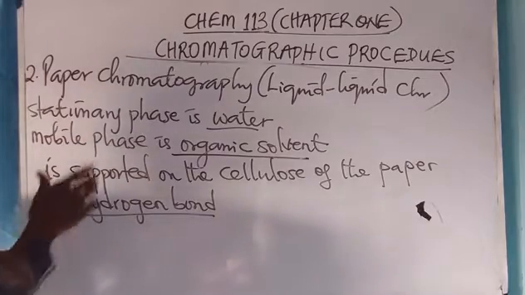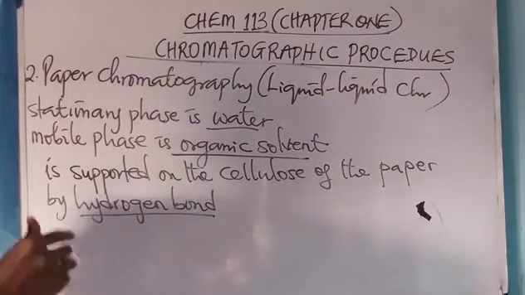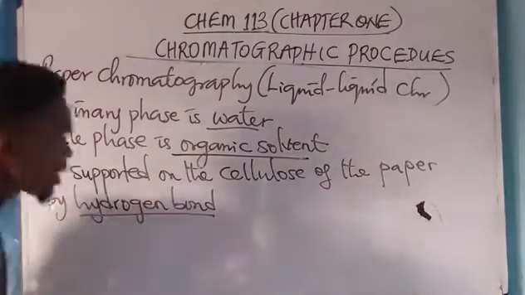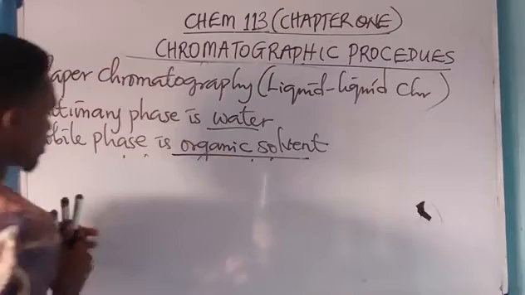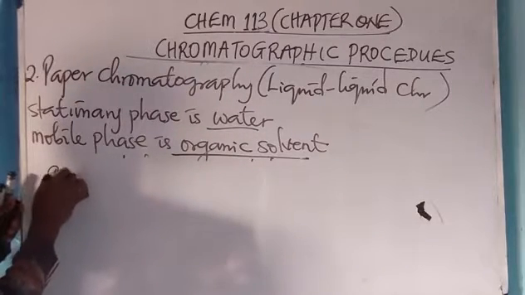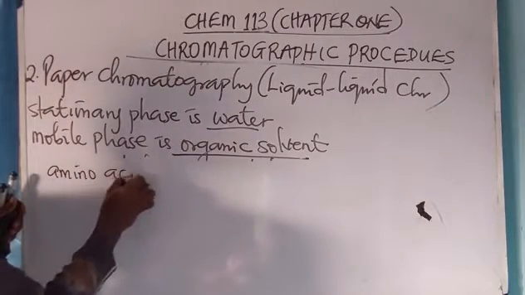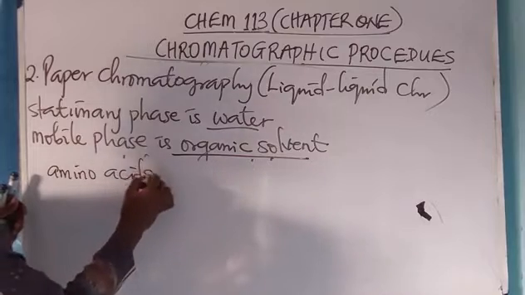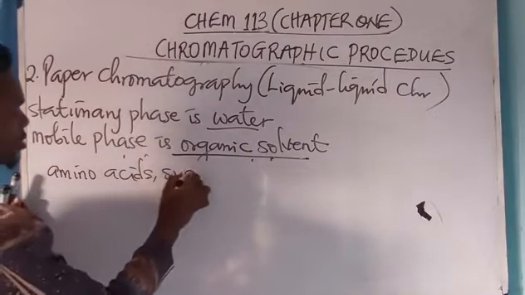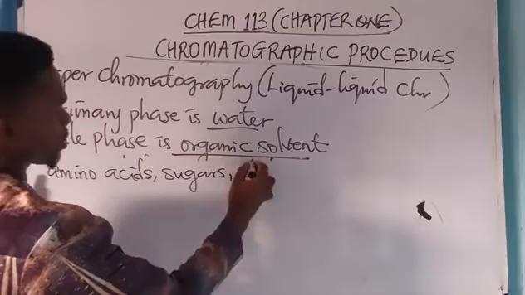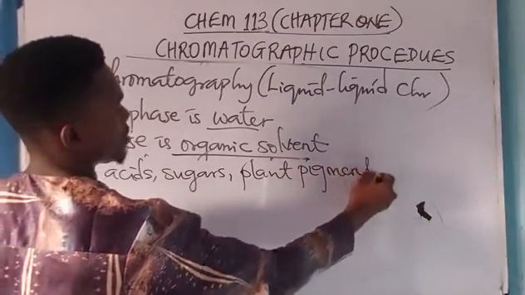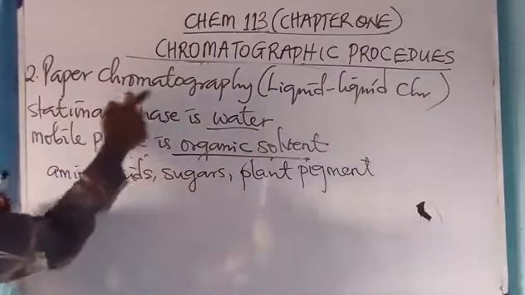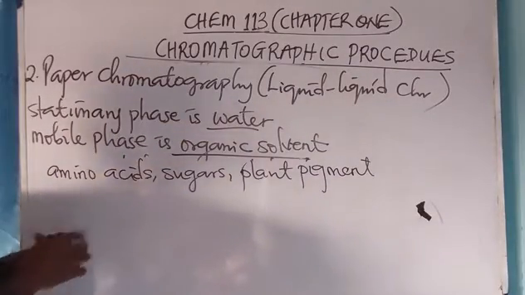Now, paper chromatography is used to separate smaller components that are very small in nature. Examples are amino acids, we have sugars, we have plant pigments. So all of these are separated using what? The paper chromatography.